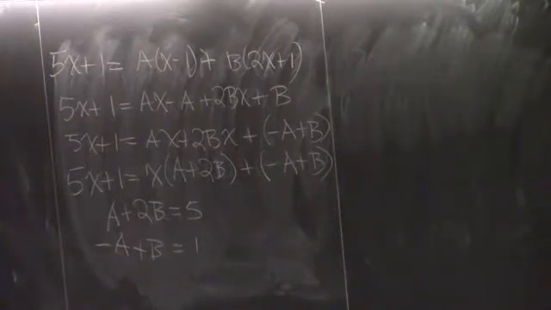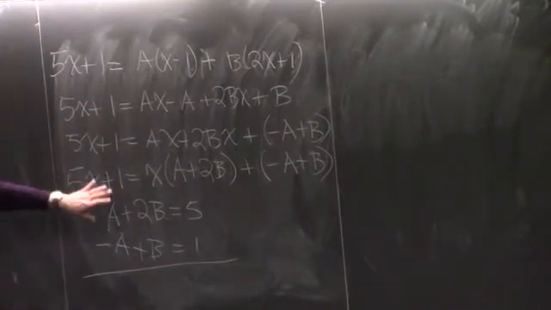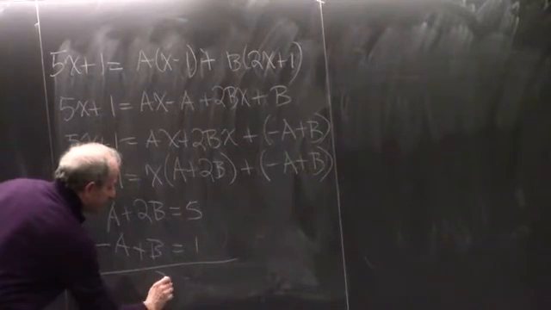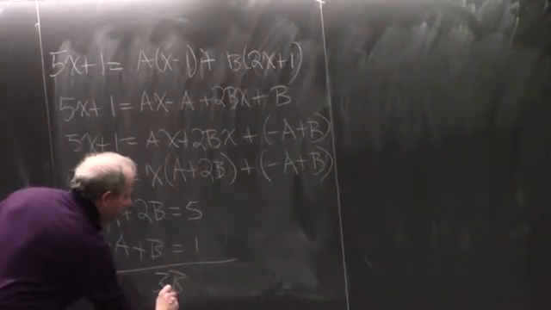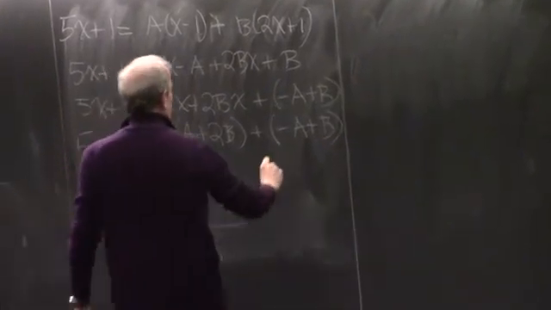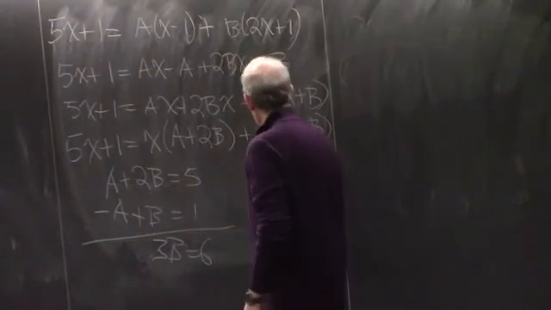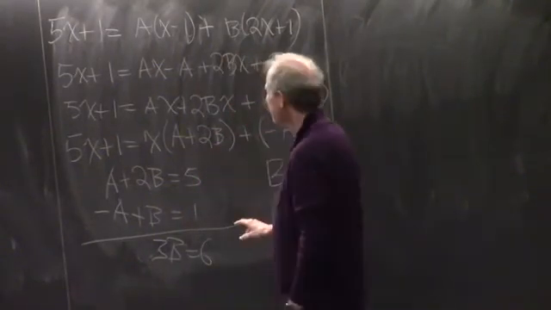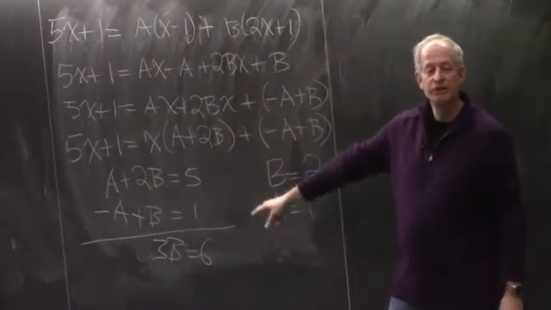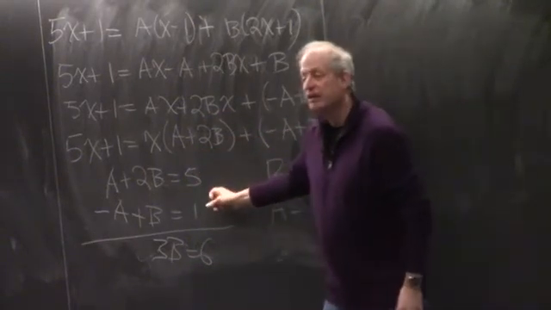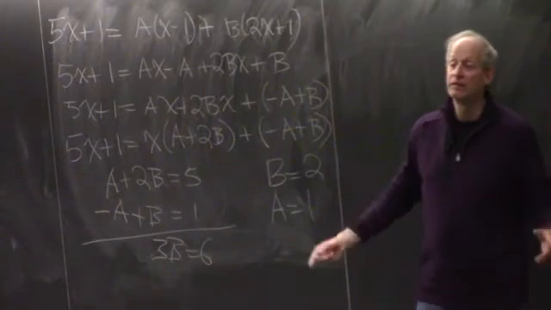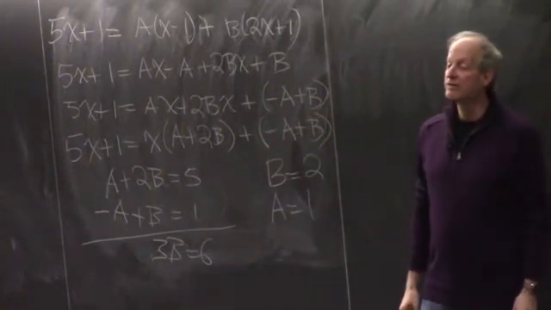Alright, now I could solve this very easily. Just add those two equations together. The a's will drop out, and I get 3b equals 6, or b equals 2, and once b equals 2, a equals 1. This step seems to bother a lot of you. You get to here just fine, and then you can't figure out what a and b are. You have to practice that.